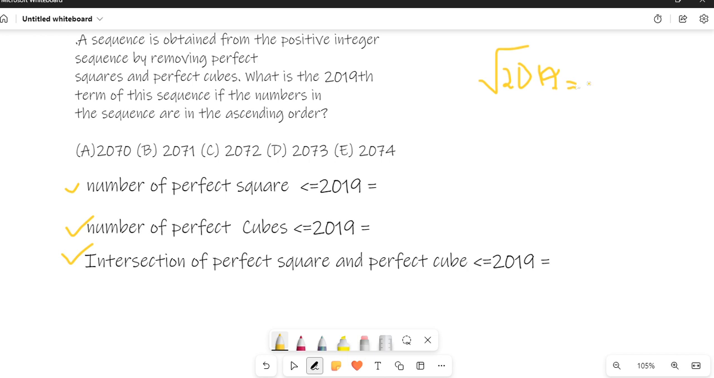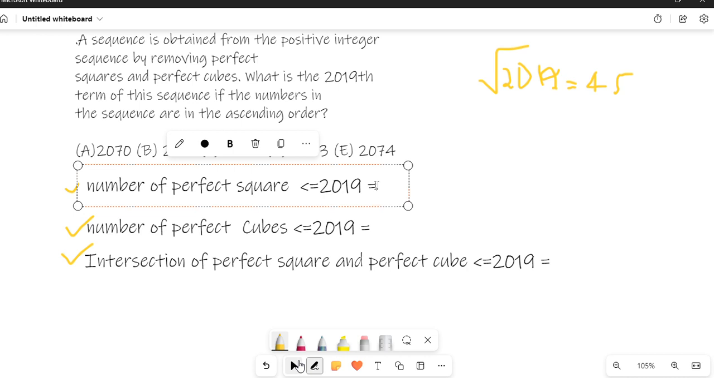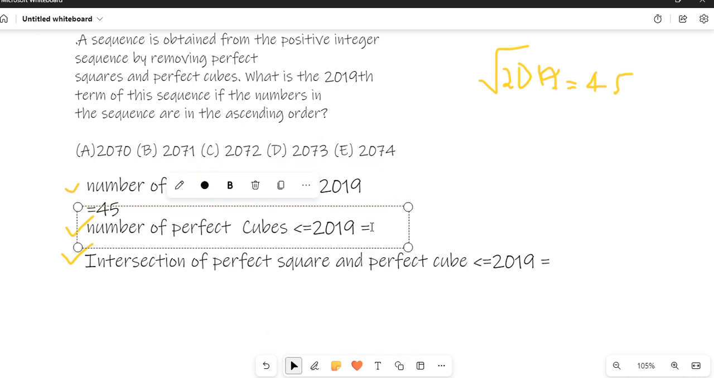The square root of 2019 is almost 45, and the cube root of 2019 is, so let me just write here, you can verify it from a calculator. So this is 45, and perfect cubes is 13. It would be 12.63, but if you round 12.6 to an integer, it would become 13. So you would write 13, not 12 here.